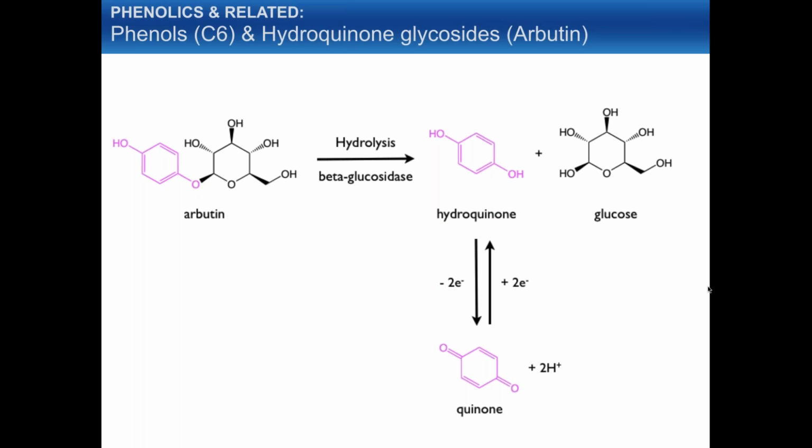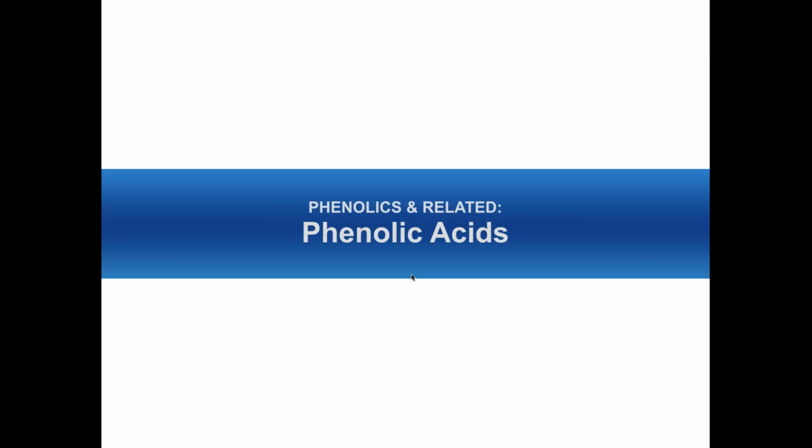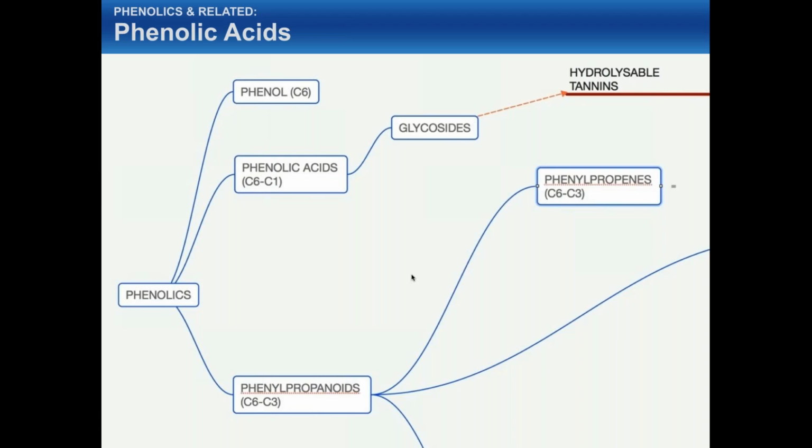What is ubiquitous? Ubiquitous just means found everywhere. So it's widespread, found everywhere. It's just a fancy word. So those are the simplest phenolics. So the hydroquinone molecule is the only real one we use in herbal medicine, and it usually exists as a glycoside. Okay. Now there's some other things like phenolic acids that we'll talk about.